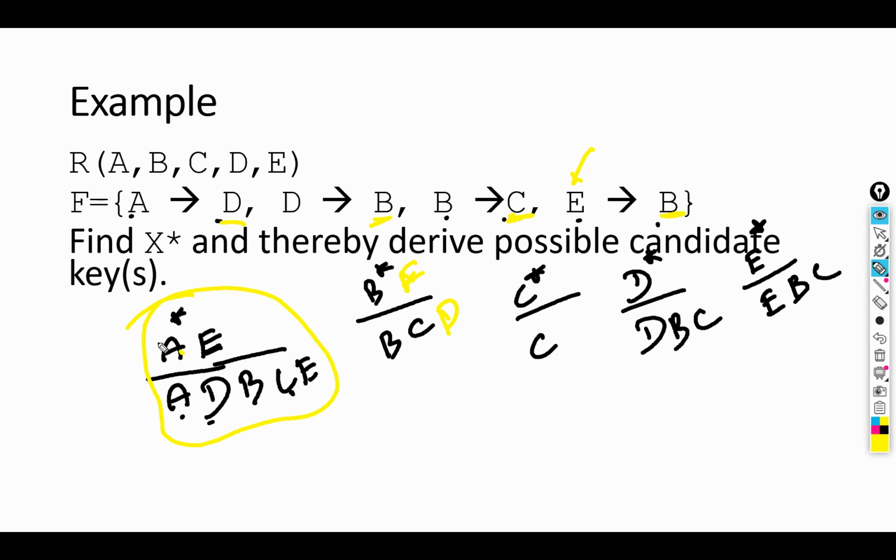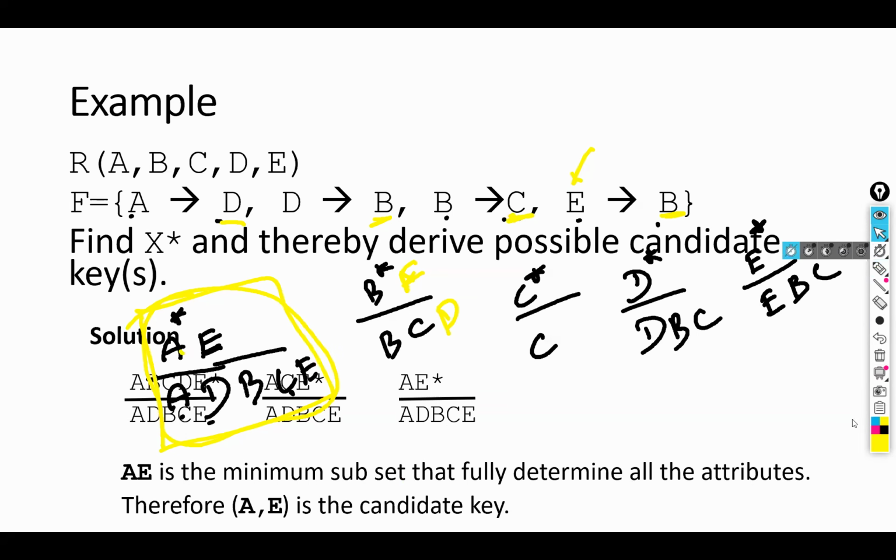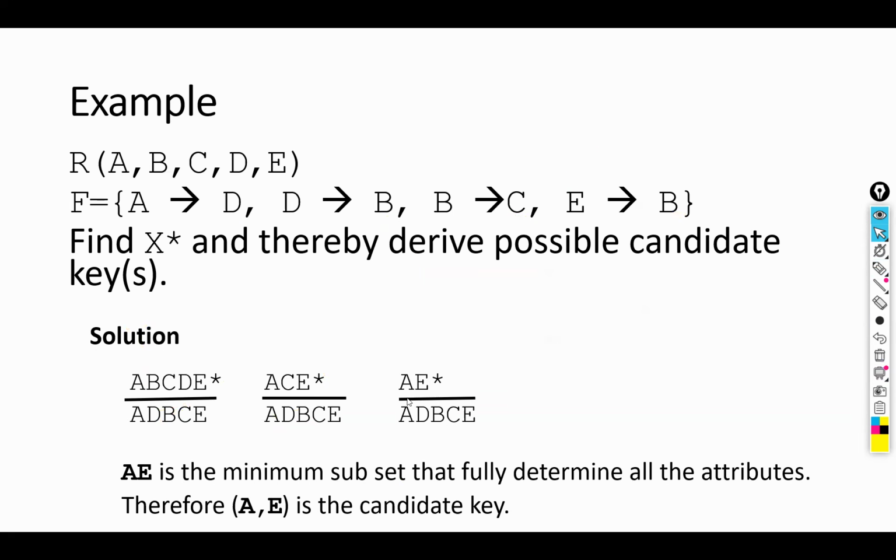We are looking for the minimum. So therefore, this should be the candidate key. So this is another way of finding candidate key. A very formal approach, right? Right. So therefore, A is the minimum. So therefore, A comma E is the candidate key. Is it clear or not clear?